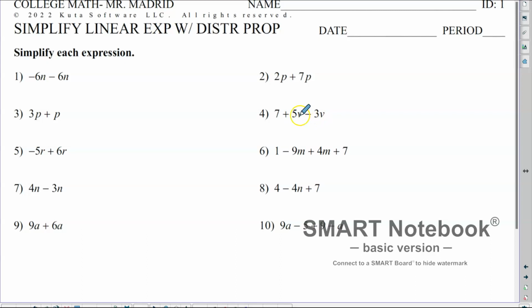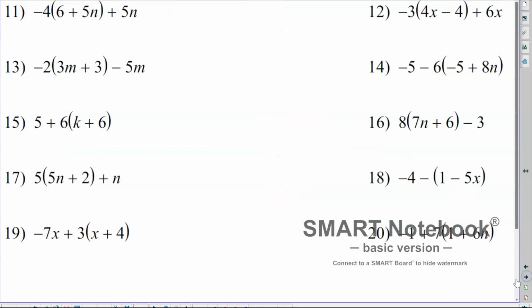5v minus 3v, both of them have the same variable to the same exponent, so I can combine them. 5 minus 3 is 2. And the 7 doesn't have a v, so it's not a like term, so we're going to have to keep him separate, okay? So 7 plus 2v, done.